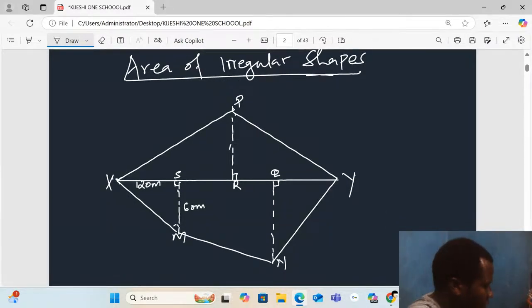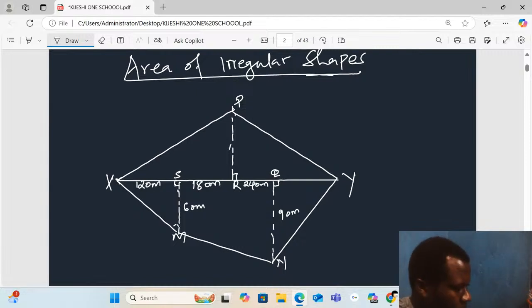Now have a look at it. The measurement from S to R is 180 meters. Then R to Q is 240 meters. And then we have 90 meters from Q to N. Good.